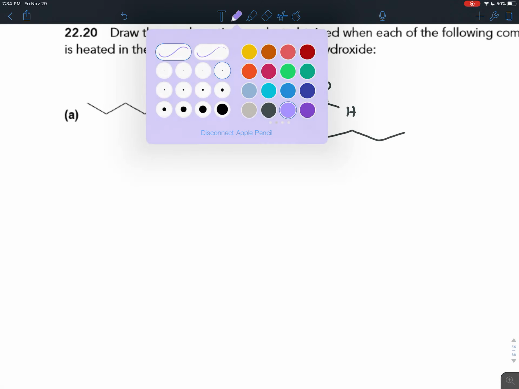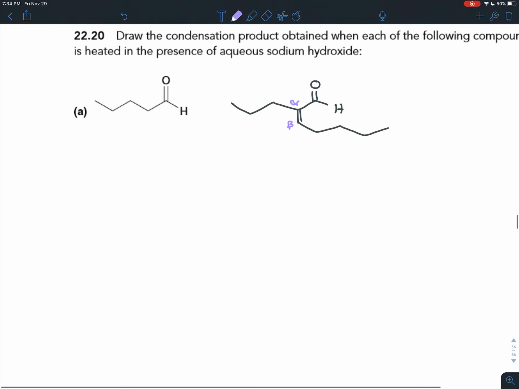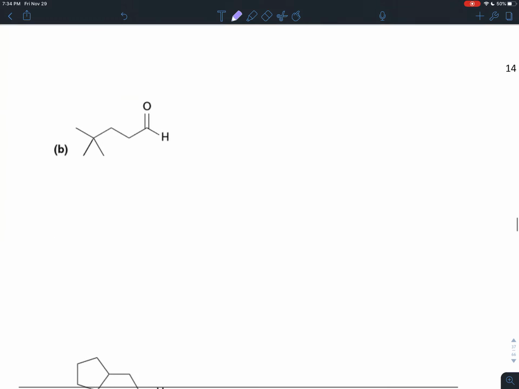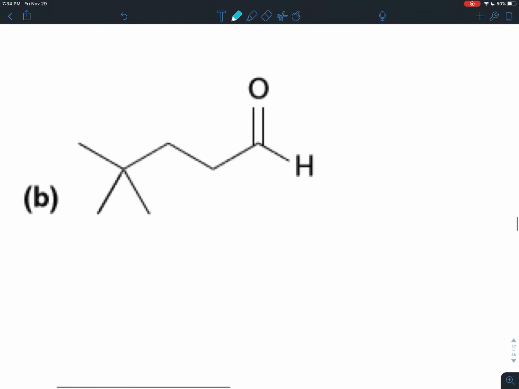You'll notice that this is an alpha-beta unsaturated aldehyde. You have alpha carbon, beta carbon, you have a pi bond or a degree of unsaturation between there. So it's an alpha-beta unsaturated aldehyde. Okay, let's try that same process with B. You could go through the same procedure.